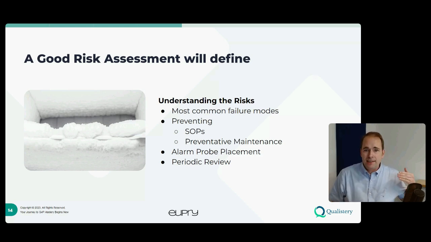Are we likely to see things like failures of door seals, fan failures, cooling or heating system failures, all of those kinds of things? And then how can we prevent them? And that's what we're all here for today, really. It's how can we prevent these issues arising?